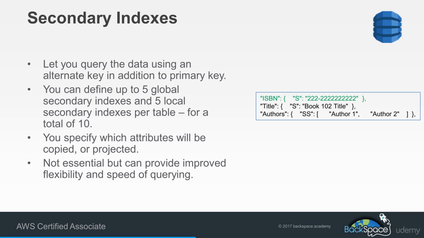You can define up to 5 global secondary indexes and 5 local secondary indexes, and we'll talk about the difference in the next slide, for a total of 10. You can't have 10 global or 10 local. You can only have 5 of each for a total of 10. And you can specify which attributes will be copied or projected into that secondary index. Now, they're not essential, but they are recommended because they improve your flexibility and speed of querying. So if you've got a large database, you should definitely start looking at secondary indexes.